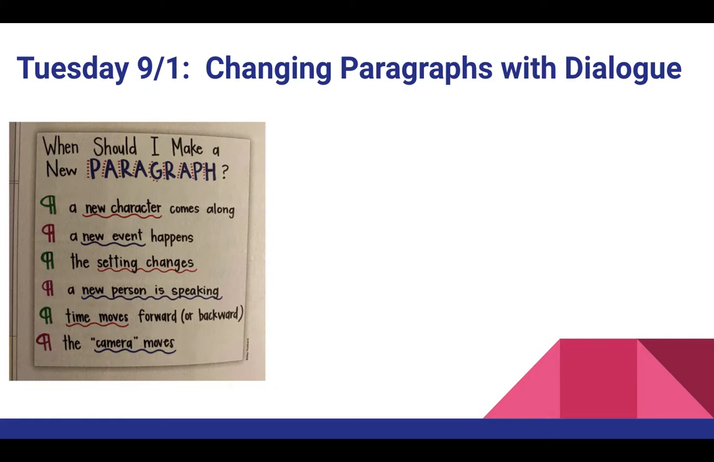So when should I make a new paragraph? Well, the very first one here says when a new character comes along. So maybe a new family member shows up to your setting or a classmate walks in the door. Another time we'd make a new paragraph is when a new event happens. The next is when the setting changes. And then the fourth one is what we're talking about today, and that's when a new person is speaking. We worked on 5 yesterday and on Monday, and that's when time moves forward or backwards. And then our last one is when the quote-unquote camera moves, which we will get to another time.